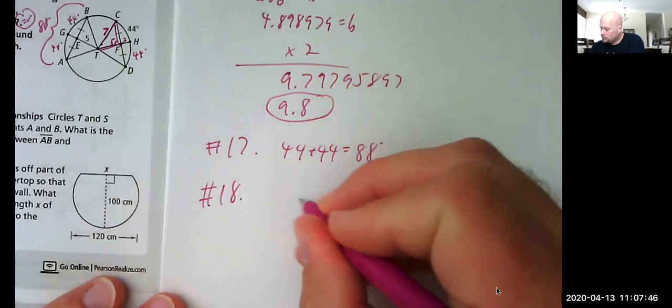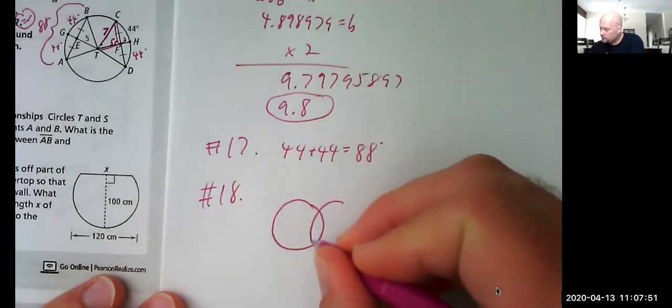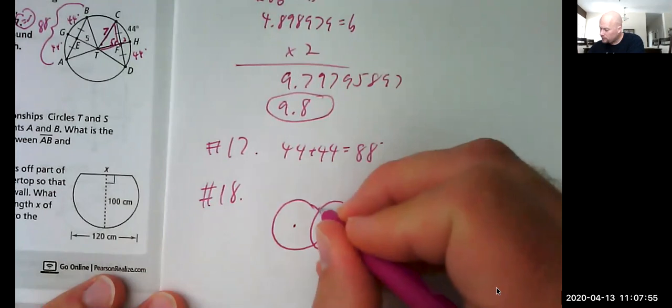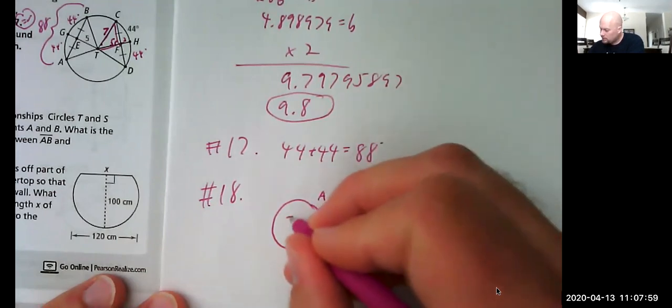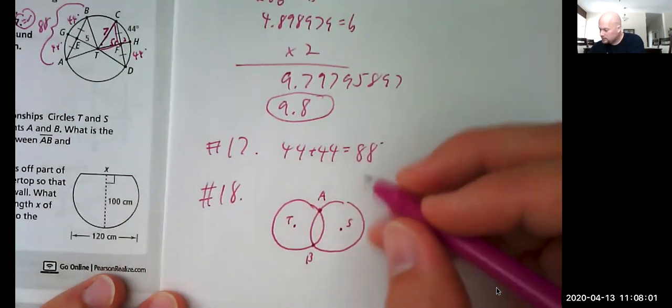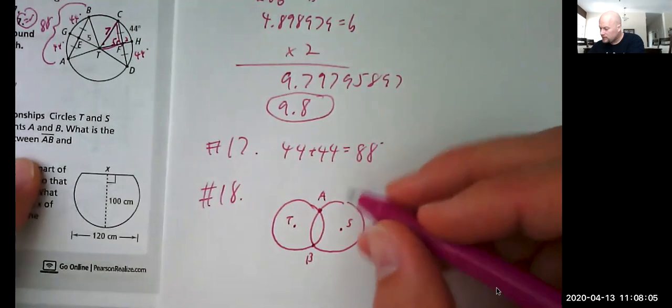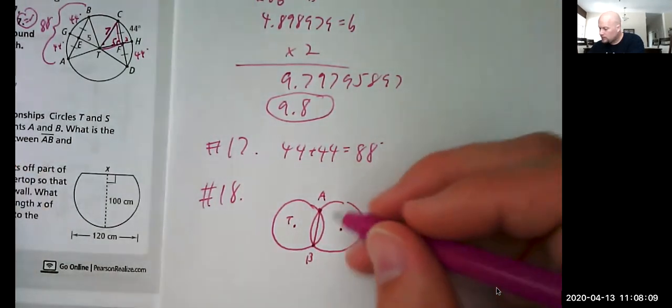So let's see what this looks like. If we had two circles intersecting at two different points, A and B, T and S, what is the relationship between AB and TS?